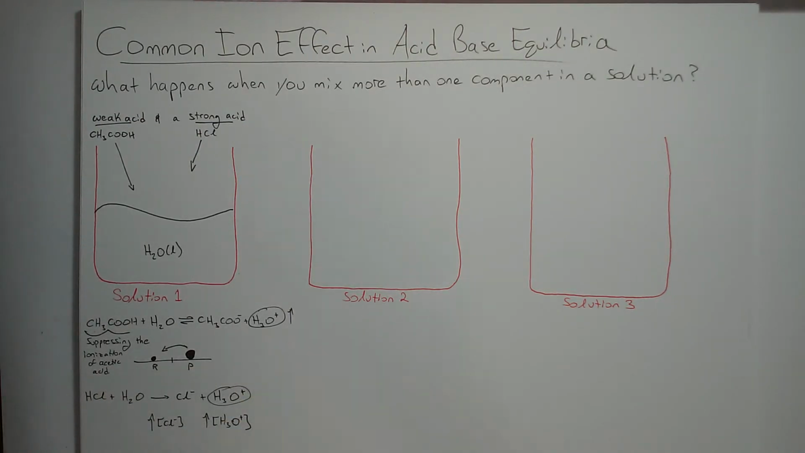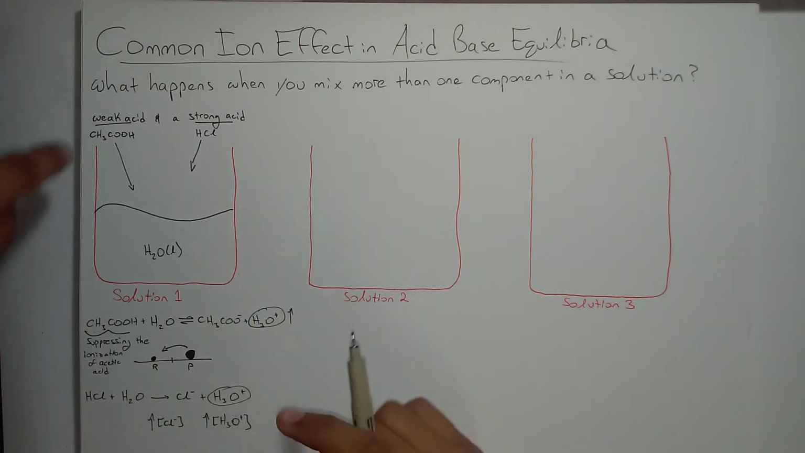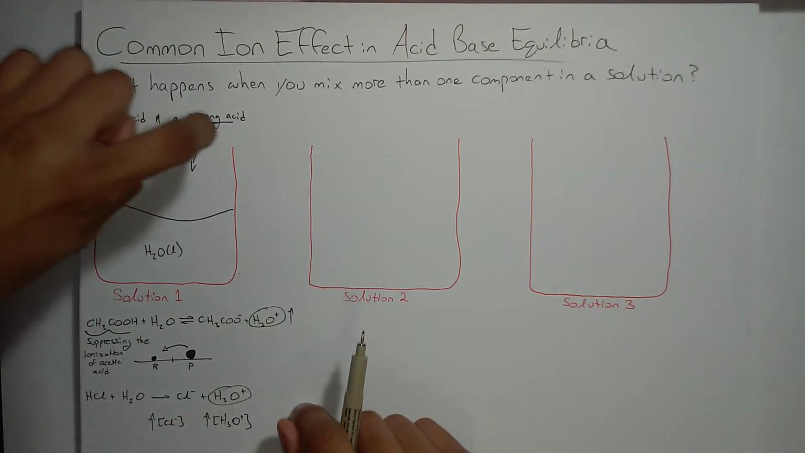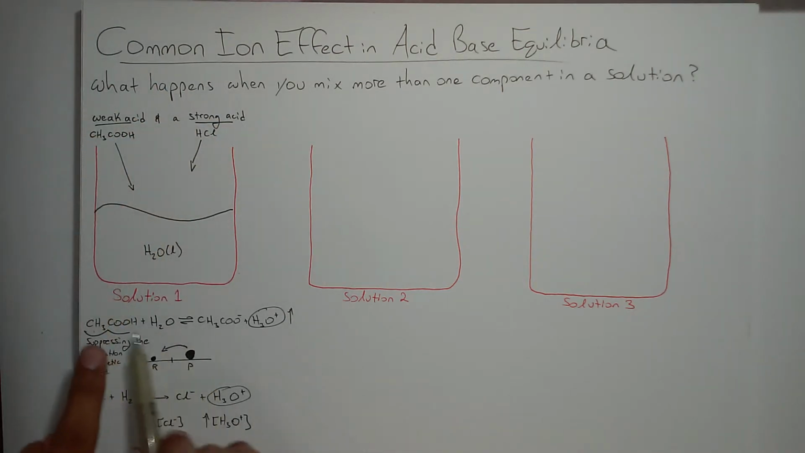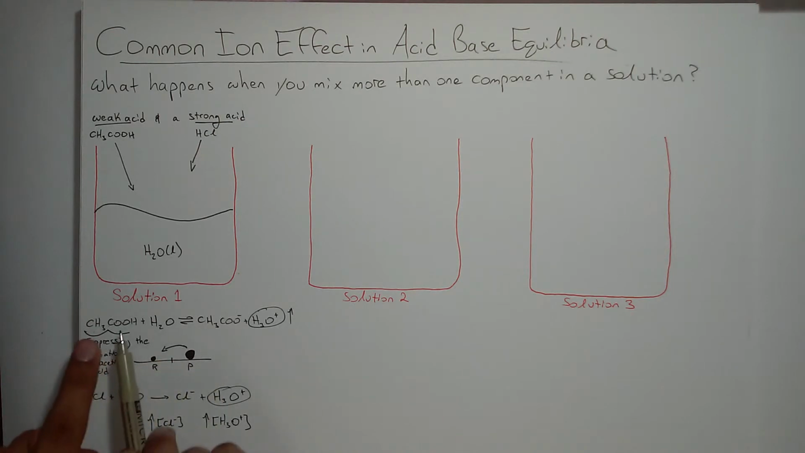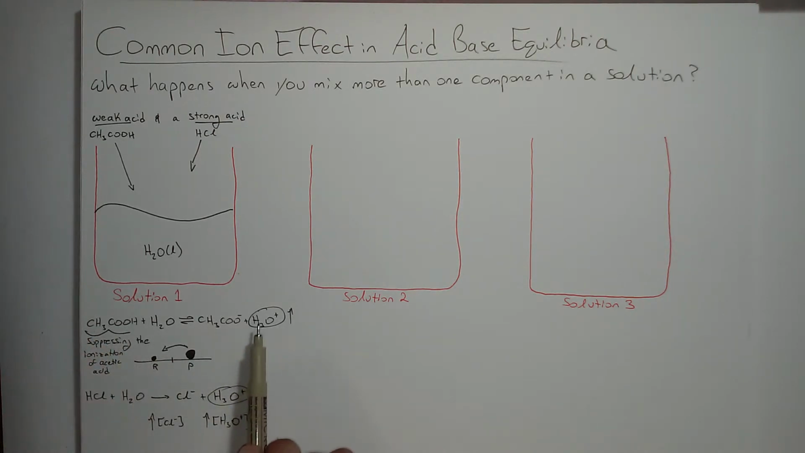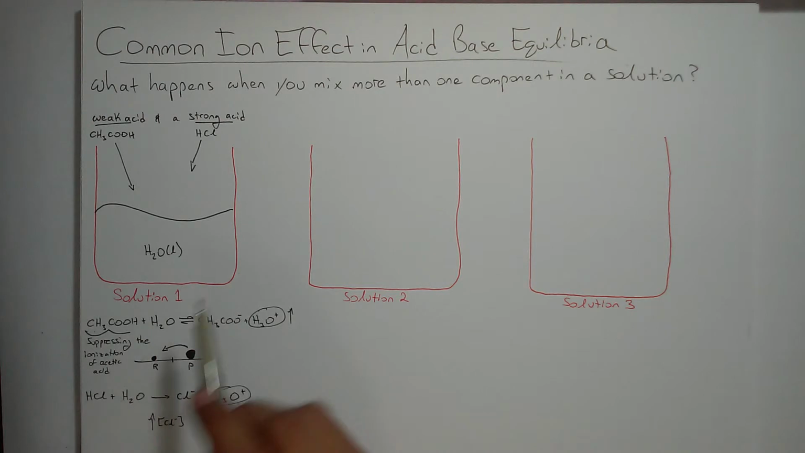And this right here is a prime example of what happens when you mix multiple components inside of a solution. Here in this case, I was working with a weak acid and a strong acid. Whenever I mix a weak acid and a strong acid, notice that I'm suppressing the ionization of that weak acid. This reaction gets shifted in the reverse direction.